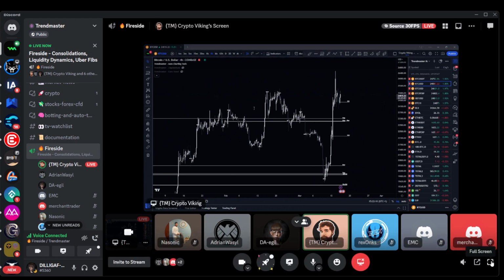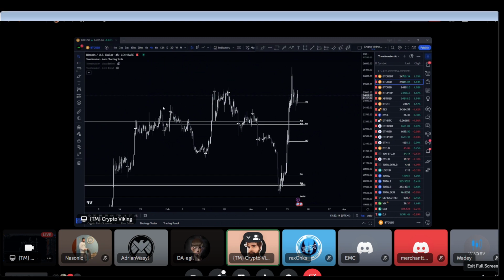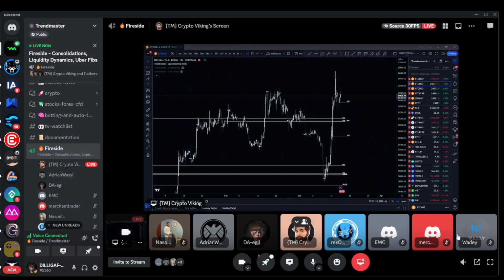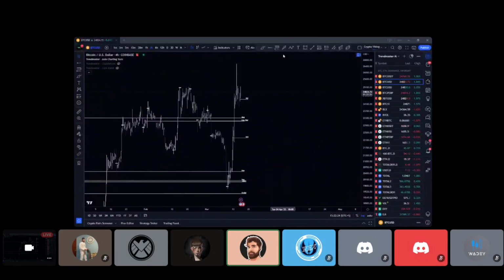Okay, so looking at these things, we're looking at a couple different things. Realistically, the big thing is consolidation, liquidity dynamics, Uber-Fibs. So a little bit over into the consolidation stuff. You know how we talked about with the other, more formal class, the W patterns and the M patterns, right?